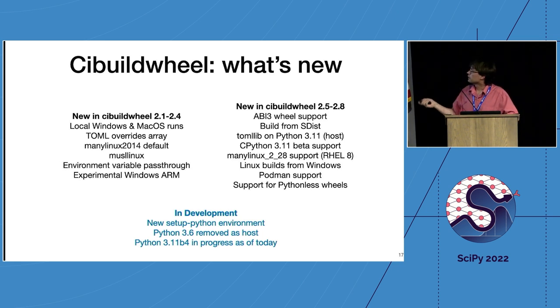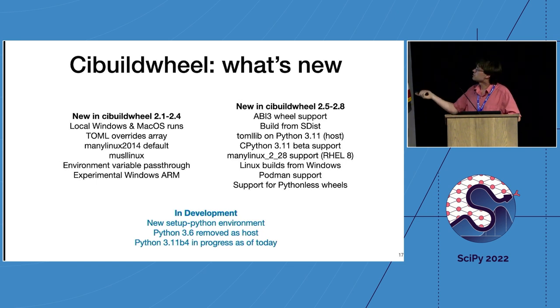Technically this is PyCon in the middle, which is why it's broken into two halves. Here we have better support for local runs, so you can run cibuildwheel locally. It's a little bit nicer about not trying to install things to global locations. There's a really nice override mechanism that was added to the static configuration support. Of course, that default I just mentioned of 2014, musllinux, was added, and a few other features that had been requested.